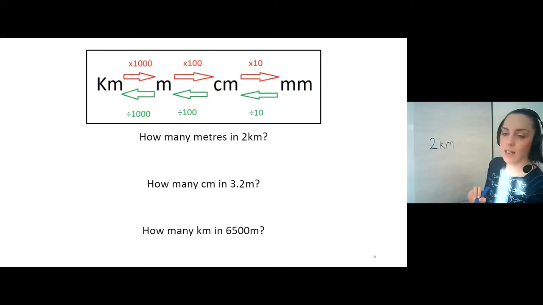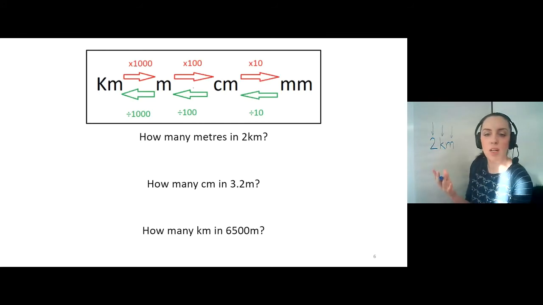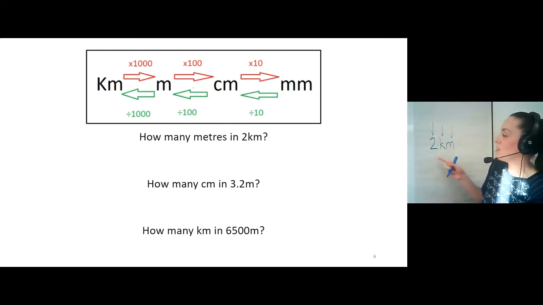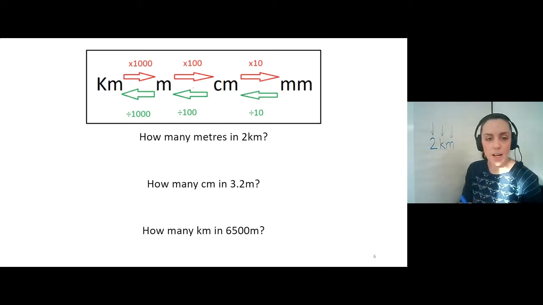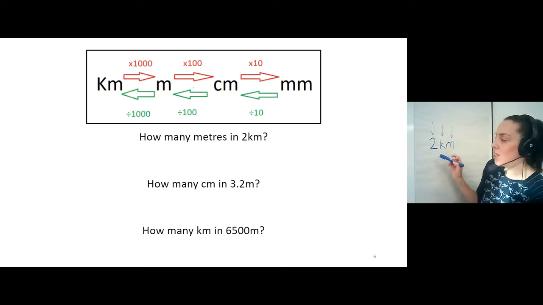But if you see 2 kilometers written and it asks you how many meters, that literally means 2,000 meters. 2K for 1,000. Imagine talking money. 2K is 2,000. 2,000 meters. So we can use our conversion. We can go from kilometers to meters by multiplying by 1,000, or we could read it like this, 2,000 meters.